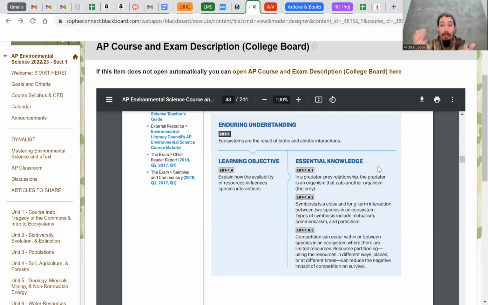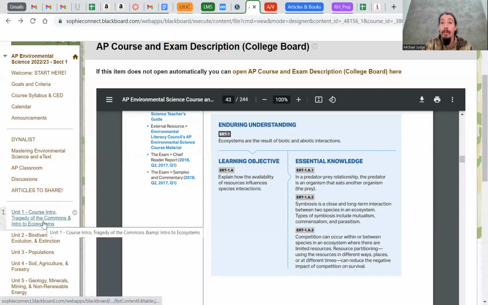Boom. You can see that's basically me summarizing the essential knowledge. I'm using some background I gained in the course. If I have to look back in my notes at some ecosystem stuff from Unit 1, hopefully I can do that. Or I can browse around the Unit 1 course tab just to refresh my memory on what's there.